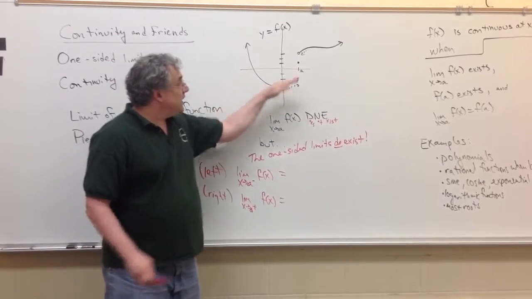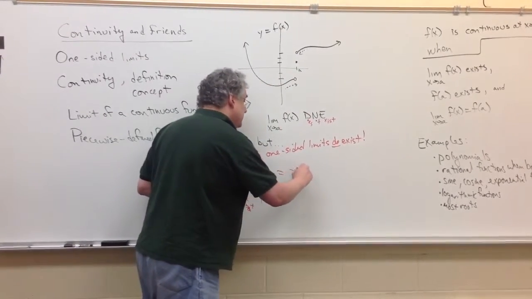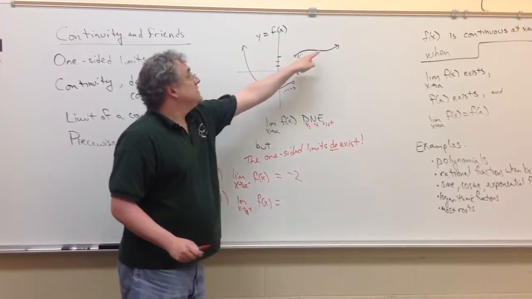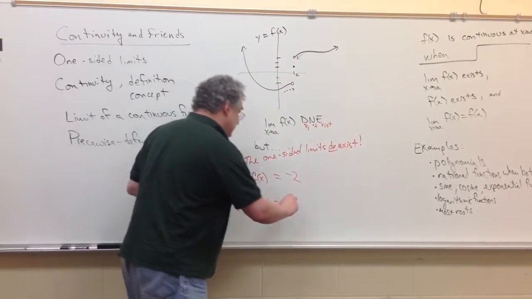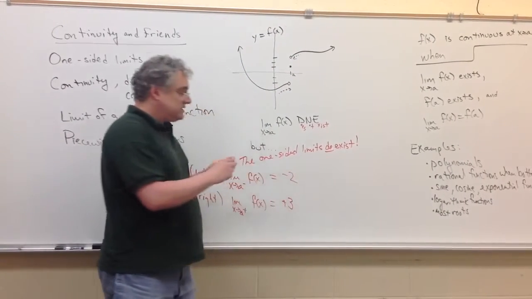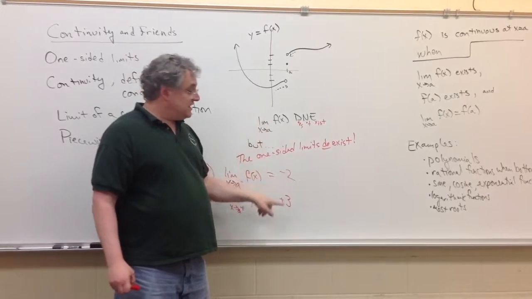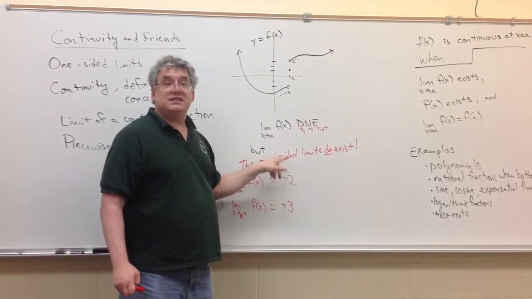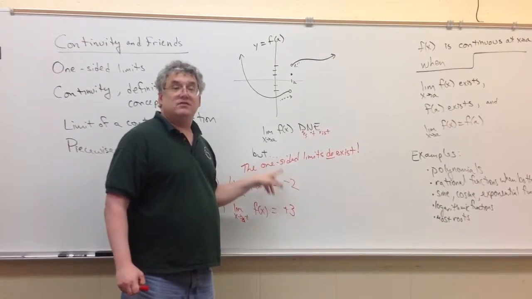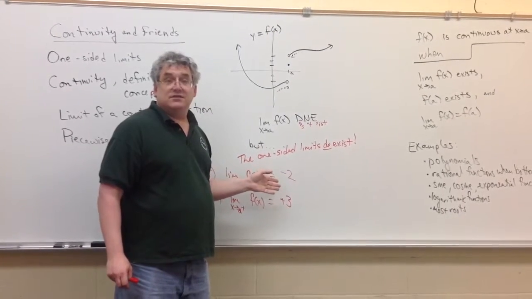The left limit is clearly defined as minus 2 here. The right limit is clearly positive 3. Now notice, for the limit to exist, these would have to be the same. If both of these are the same, they are the limit. But if they're different, they still exist as themselves.